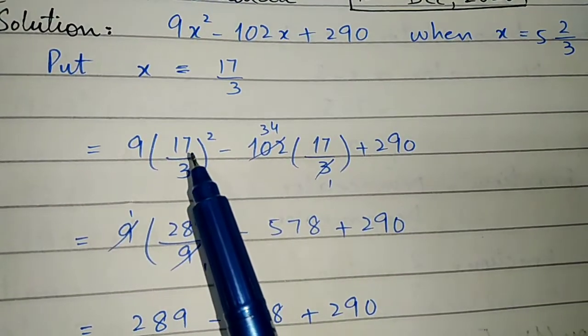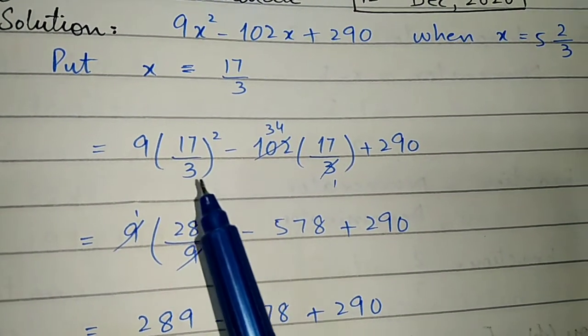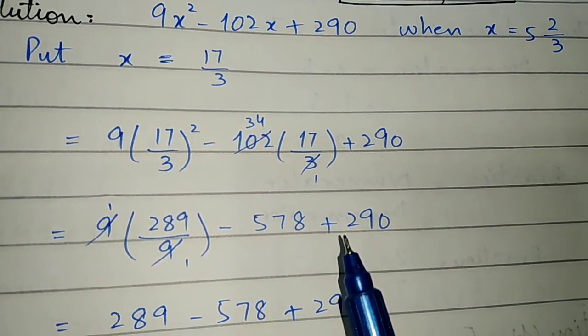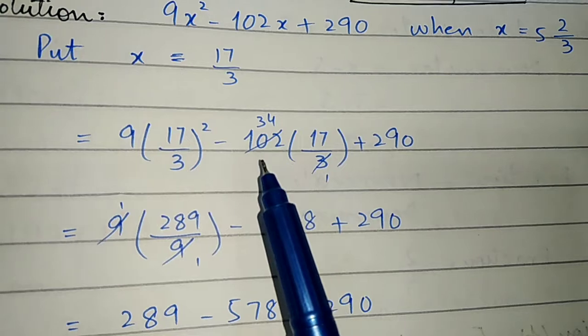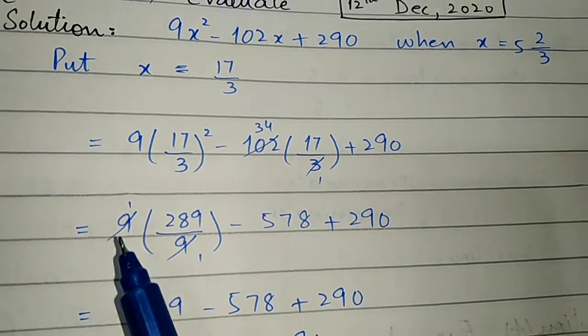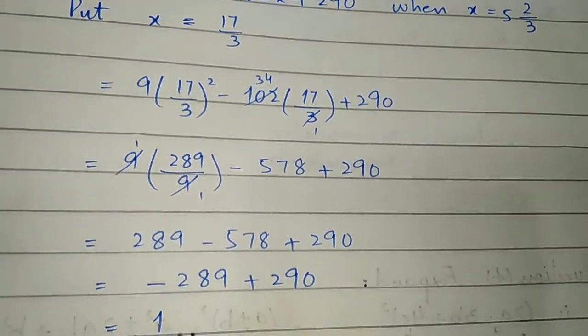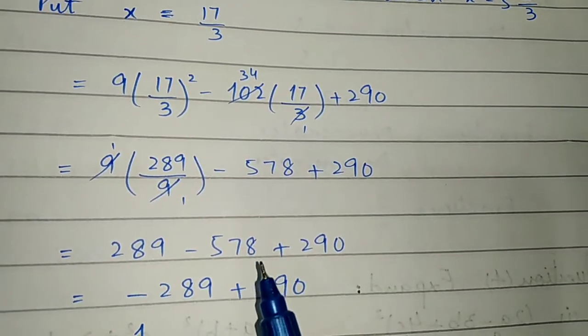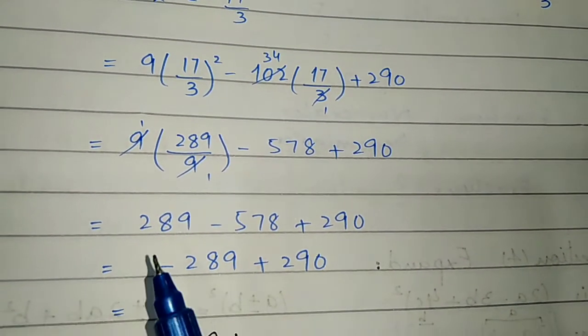After opening the square, 17 square will be equal to 289 and 3 square is 9. Now we have to do the possible cutting. 3 ones are 3 and 3 34s are 102, 9 ones are 9 and 9 ones are 9. And we get the remaining terms 289 minus 34 times 17, that is 578 plus 290.